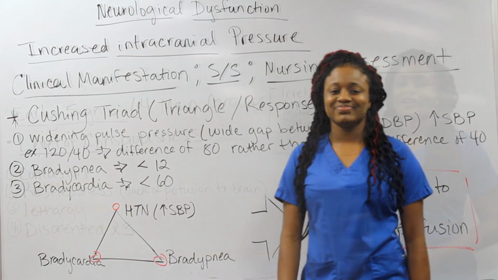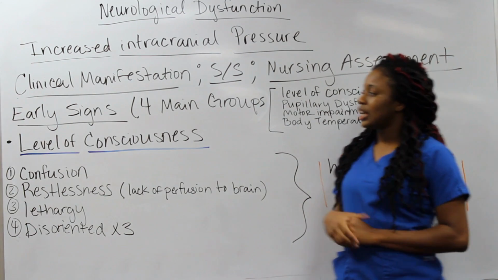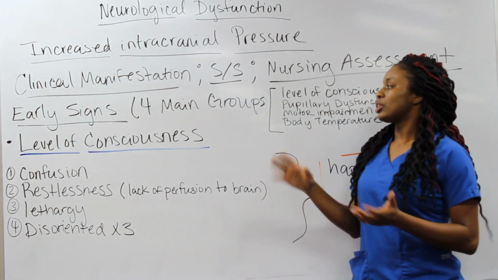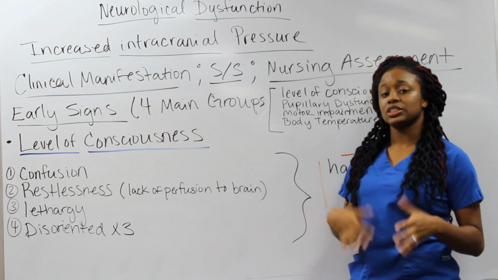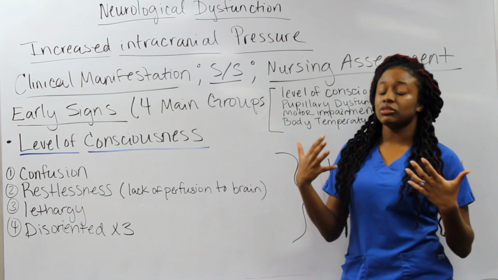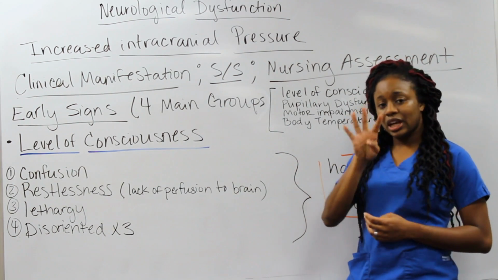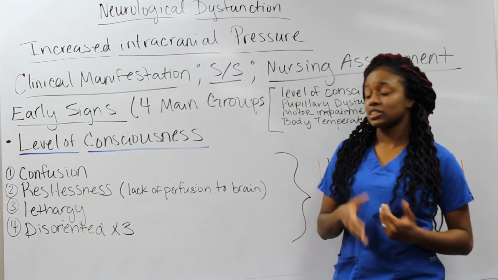All right. So we're going to continue on with the signs and symptoms. And again, you have the early signs, and then you have the late signs. So right now, we're going to talk about early signs, and you have 4 main groups. I like to think about it in 4 main groups, because if you don't, you can get overwhelmed, thinking, oh my gosh, this is so much stuff to remember. But if you can break it down into 4 different groups, that helps. At least it helped me when I had to study this topic, okay?